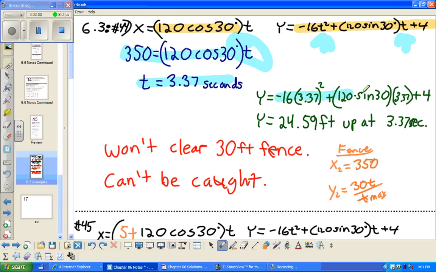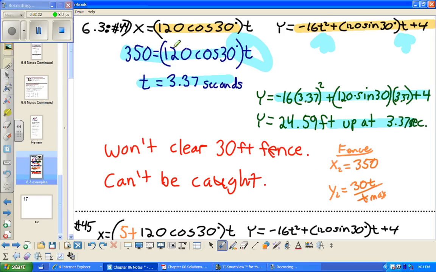So by plugging in 3.37 for t into my y equation, I get an answer of 24.59 feet. That represents the height of the ball after 3.37 seconds. Well, if the wall is 30 feet high, then that ball did not make it over the wall. And then the other part of the question was, can it be caught? No, you're not going to catch a ball that's 25 feet in the air.